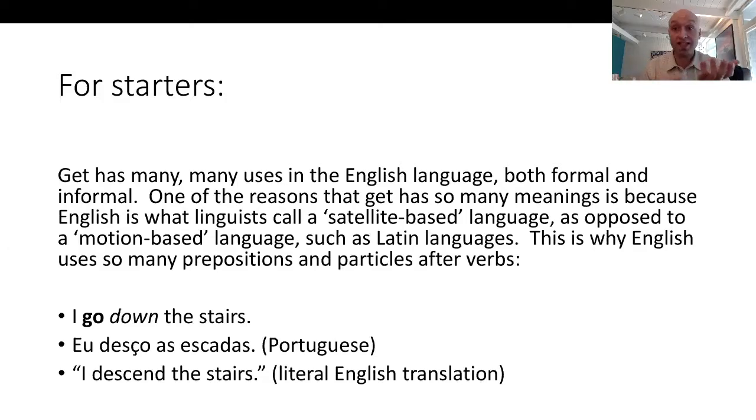We've talked about that. That's kind of like when we talked about disembark with the in, on, at, when we talked about get on, get off, get in, get out. Yeah, I could say I disembark. I could say I descend the stairs, but that's just not how the average American speaks. So that's the first thing to keep in mind with regard to get, that English is a satellite-based language, and that's why we use so many particles and phrasal verbs and prepositions following verbs, is because we're a satellite-based language.